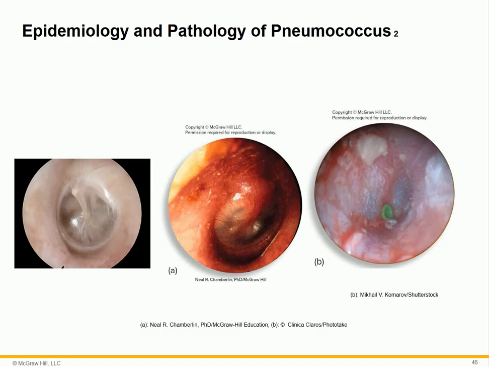Here you can see this right here is a healthy tympanic membrane, or the healthy drum. Here you can see a little bit of pus and swelling and redness indicating otitis media.